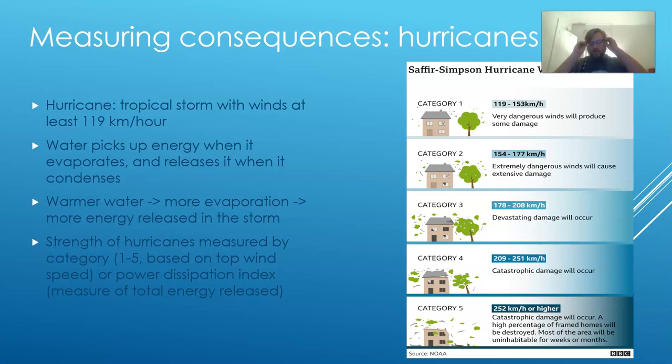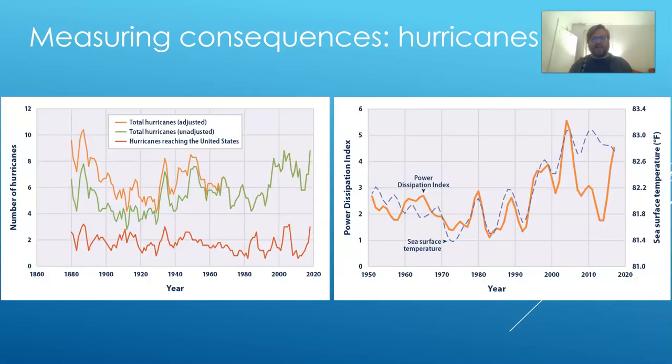So that's one way that we can measure strength of hurricanes, is by these categories on the Saffir-Simpson scale that's based on top wind speed. There's also what's called the power dissipation index, and that's a measurement of the total amount of energy that's being released by the hurricane. So the hurricane has been drawing up all this energy, and it's releasing it in the form of these winds. And so if we measure the energy, then we're getting our power dissipation index. So it's just another way to measure the strength of hurricanes.